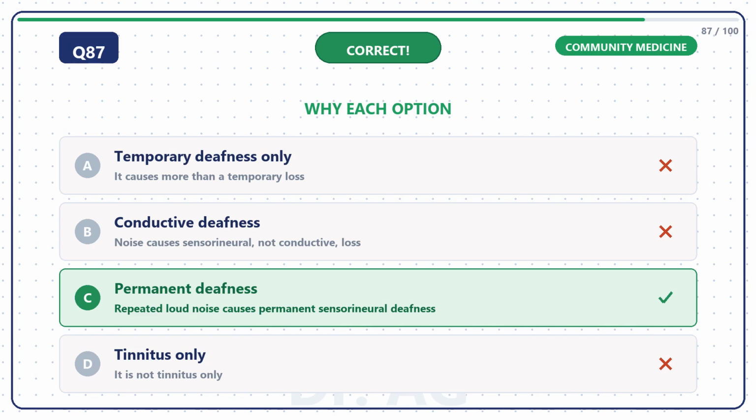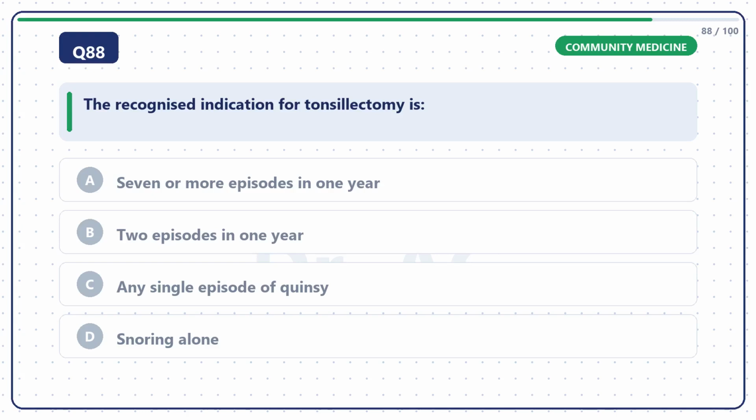Permanent deafness. Question 88. The recognized indication for tonsillectomy is Option A. 7 or more episodes in 1 year. Option B. 2 episodes in 1 year. Option C. Any single episode of quinsy. Option D. Snoring alone.